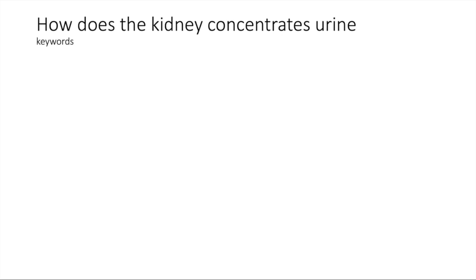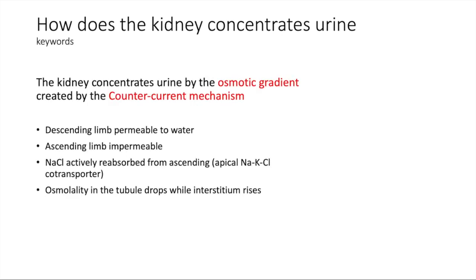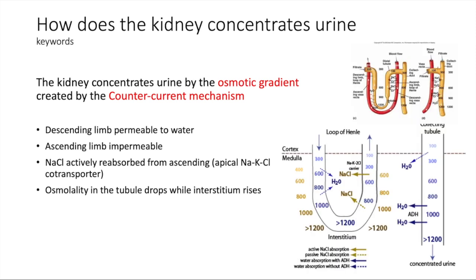So next question, how does the kidney concentrate urine? The kidney concentrates urine by an osmotic gradient created by the countercurrent mechanism. So the keywords are osmotic gradient and countercurrent mechanism. I would suggest everyone to practice drawing the countercurrent tubules. It helps a lot in explaining the complicated mechanism.